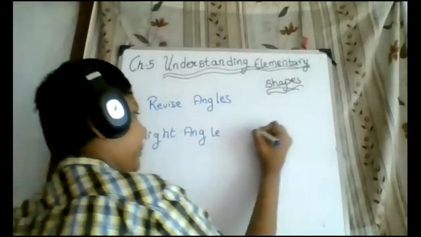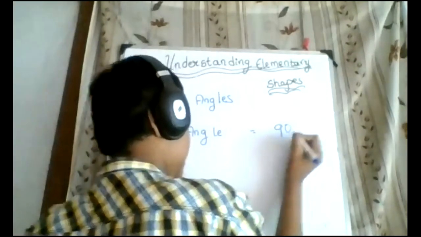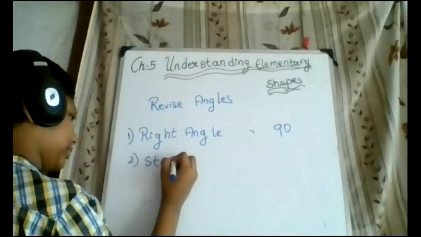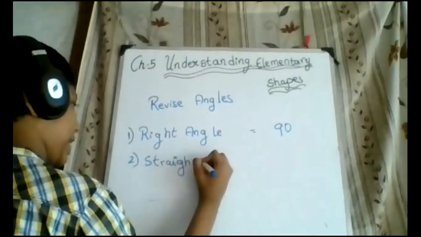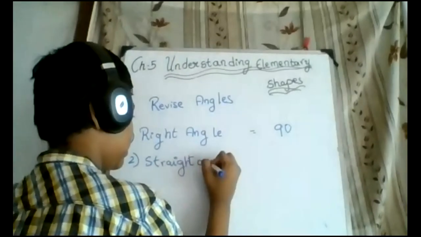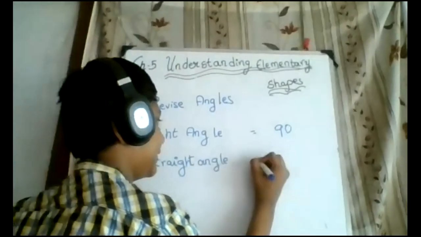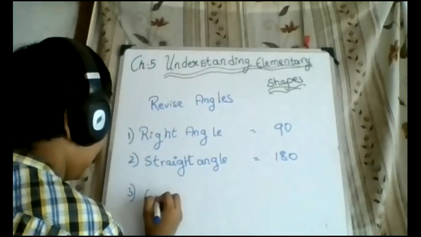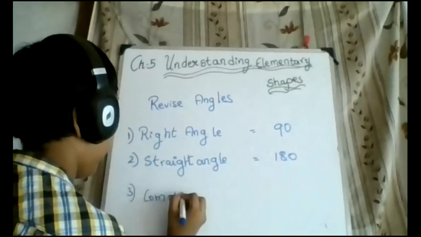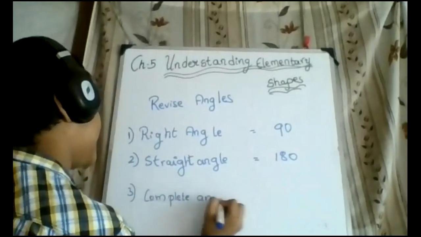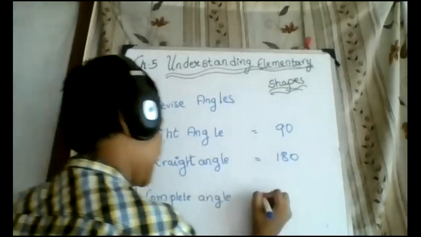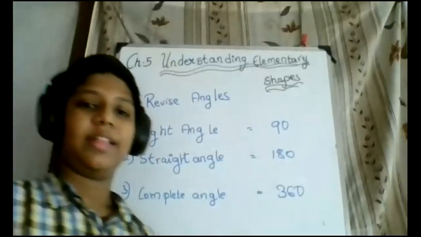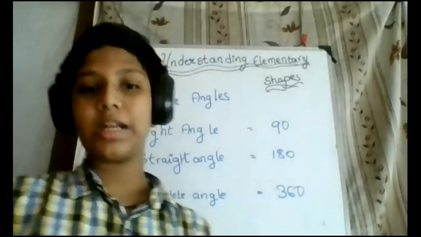Right angle measure is 90. Straight angle measure is 180. Next, complete angle, the measure is 360 degrees. These are the important angles.